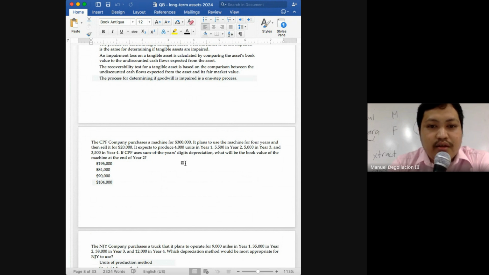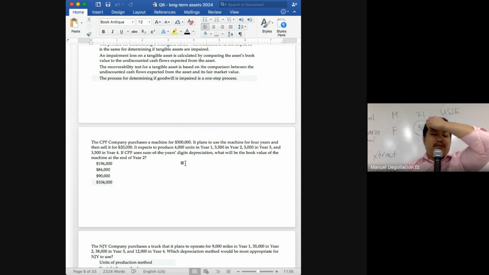What would be the book value of the machine at the end of year 2? Careful, at the end of year 2. What are we trying to solve here, class? We're trying to solve book value. And again, because this should be part of your stock knowledge already, how do you get the book value, the carrying amount? Original cost minus accumulated depreciation. Are we given the original cost, class? The answer is yes, which is 300,000.